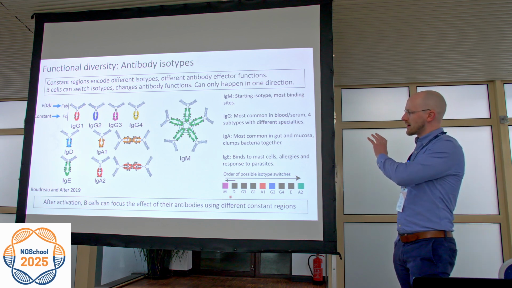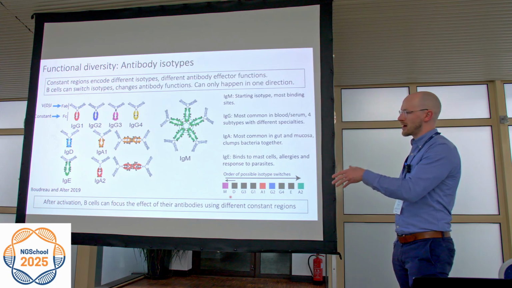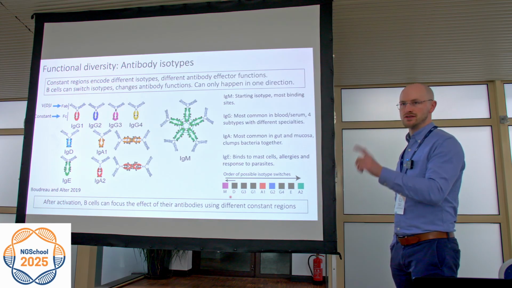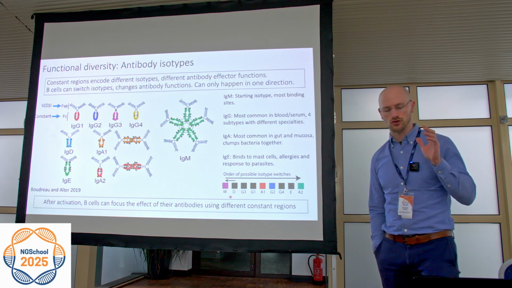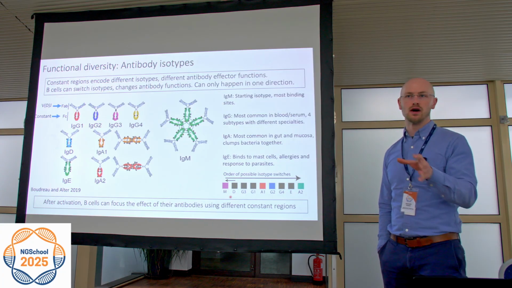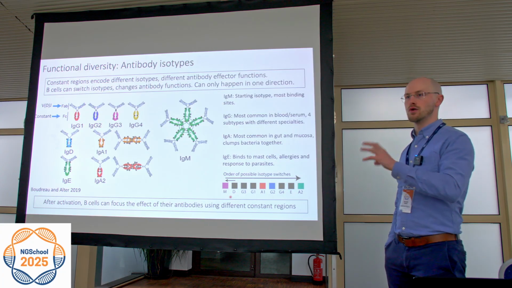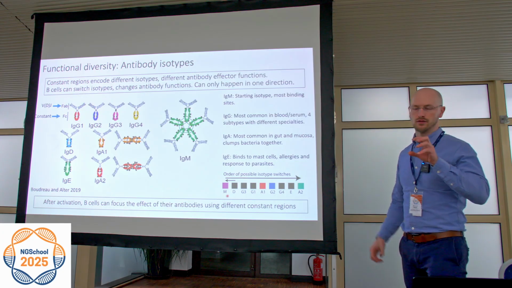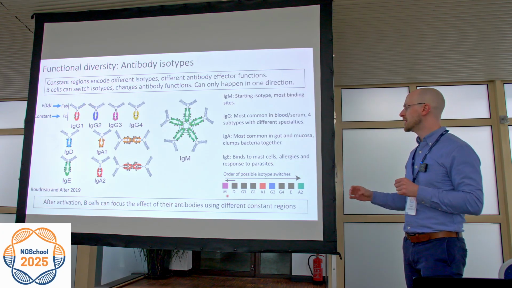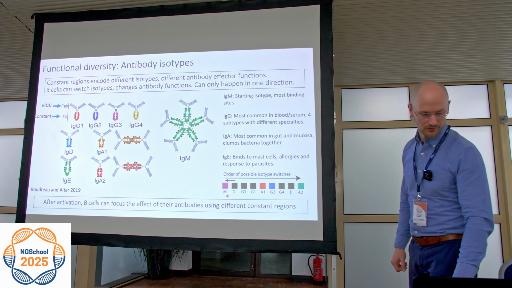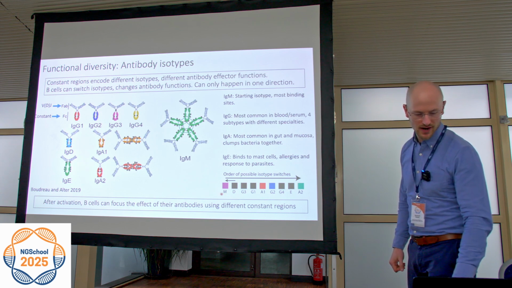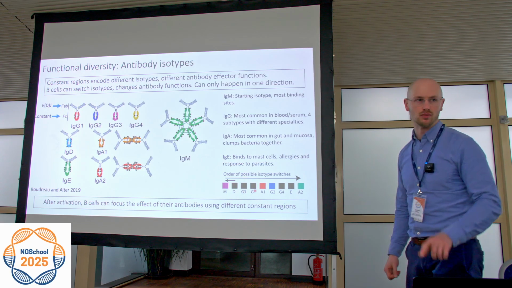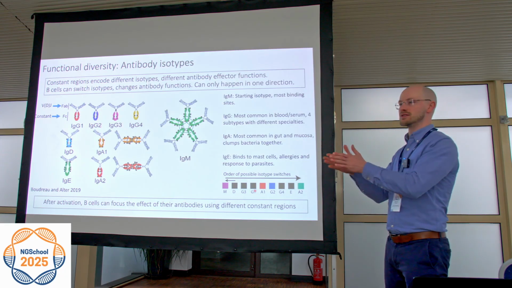Importantly, because isotypes are encoded by the constant region genes, B cells can switch between different isotypes. And this allows them to target their antibody response to different parts of the body or to different types of pathogens. But because isotype switching occurs by removing gene segments, it can only occur in a particular direction. So once you've started at IgM and switched to IgA1, you can't go back to G3 or G1 because those segments were cut out in the splicing process.